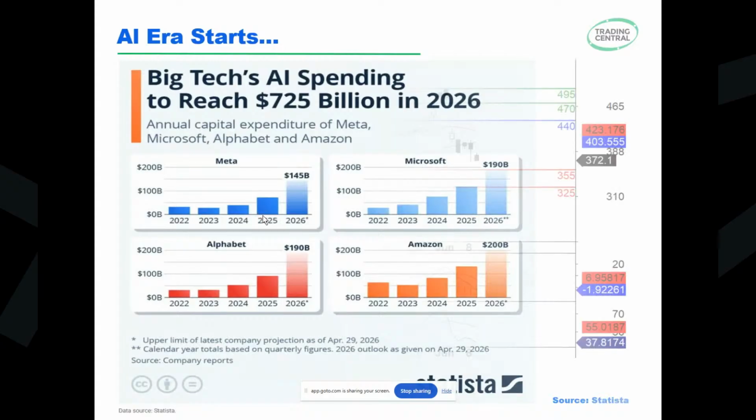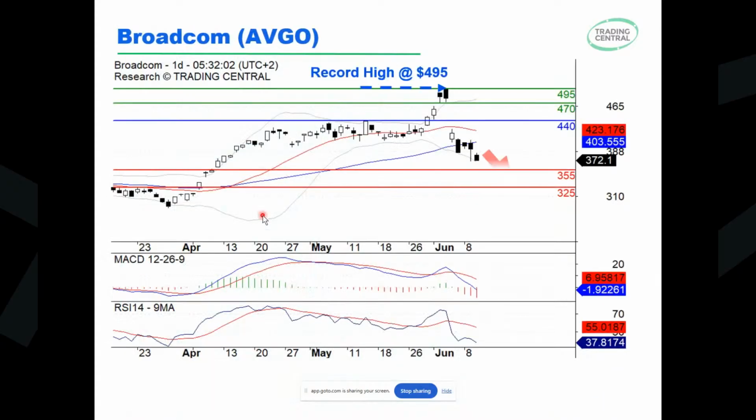Okay, now we get into more interesting stocks. Now Broadcom, and it was very interesting. Just last week, it made a record high. You will see this record high label on most of my charts today, because they really made record highs recently, within a week or two. All right, Broadcom 495, and then on the downside. What happened? Anything wrong? I can tell you, nothing wrong.